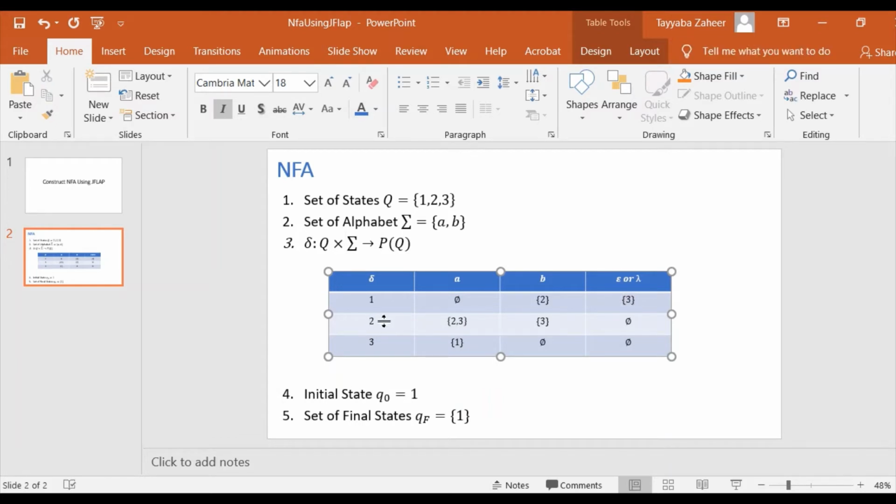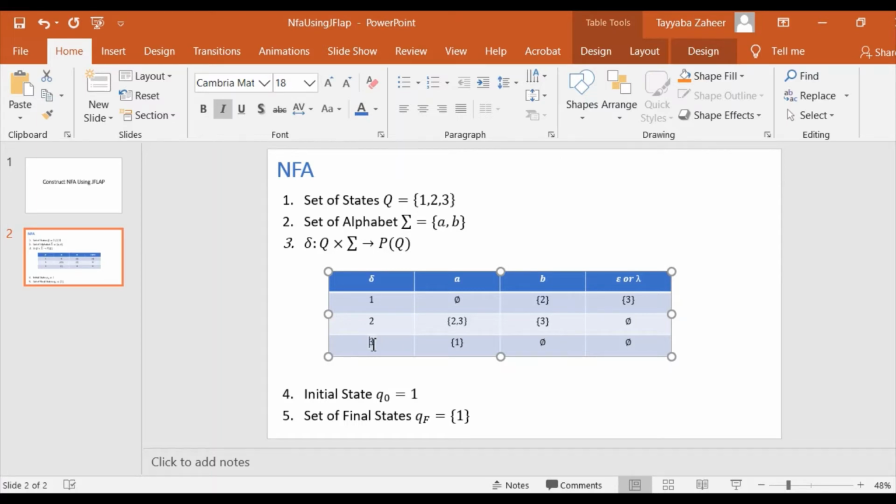For state 2, at state 2, for input letter A, there would be multiple transitions, one from state 2 to state 2 itself, which is known as self loop, and the second one is from state 2 to state 3. Again, at state 2, for input letter B, there would be a transition from state 2 to state 3. There would not be any lambda or epsilon or null string or empty string transition at state 2.